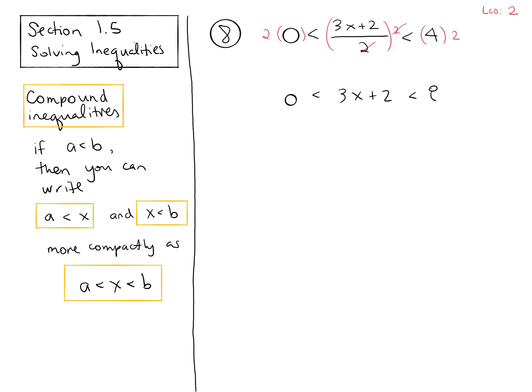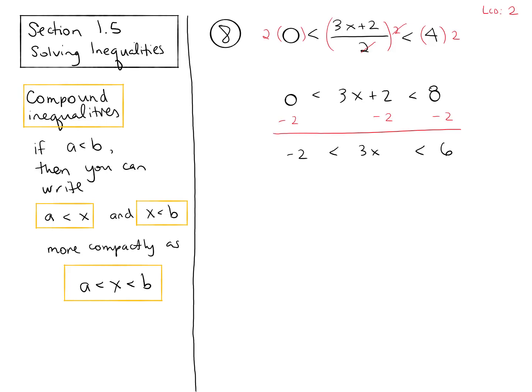And so I'm going to be left with 0 is less than 3x plus 2 is less than 8. It looks like most of the equation didn't change. That's because you had a 2 times a 0, and then you had a 2 cancel out with that 2 in the denominator. And then we're going to go ahead and just do all the rest of the steps. So we're going to subtract 2 from both sides. We're going to get negative 2 is less than 3x is less than 6.